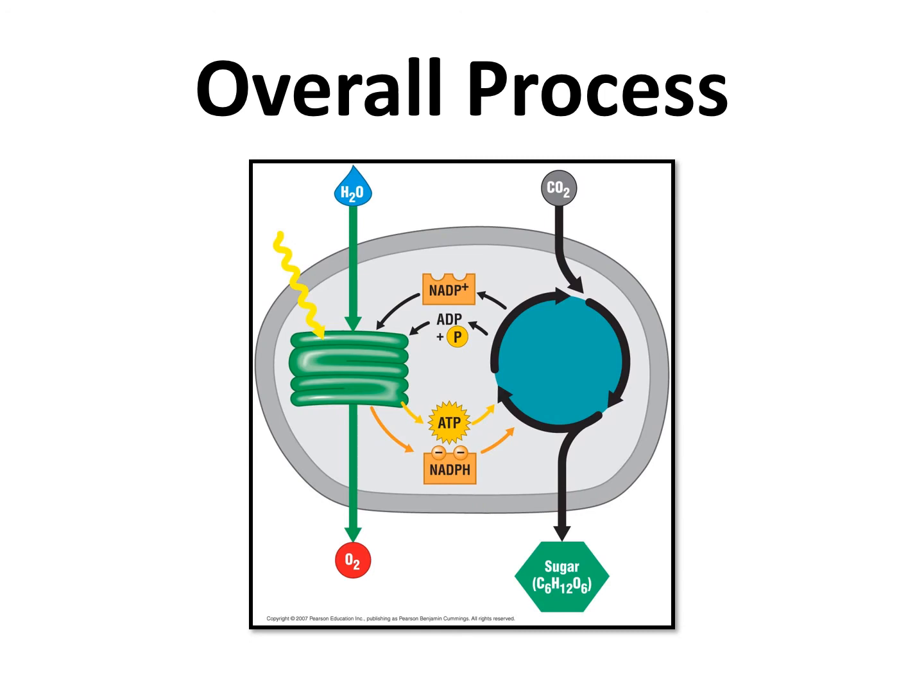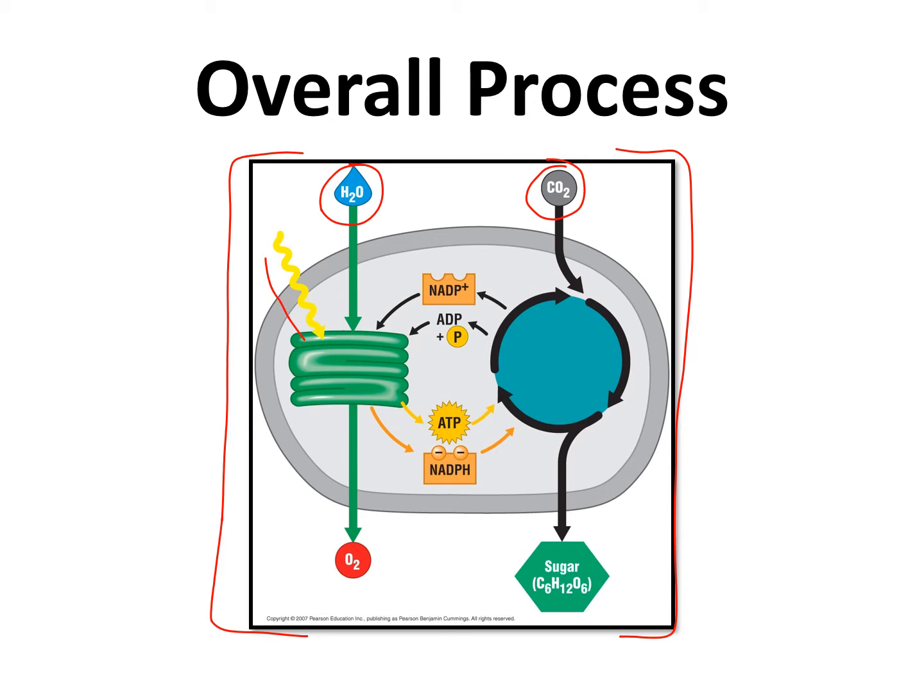This figure shows the overall process of photosynthesis, and there are two stages in this process. The first are called the light-dependent reactions, and the second are the light-independent reactions, or the Calvin cycle. Also in this process, you can see what is required for photosynthesis to occur. You need water and carbon dioxide, and of course, light energy.